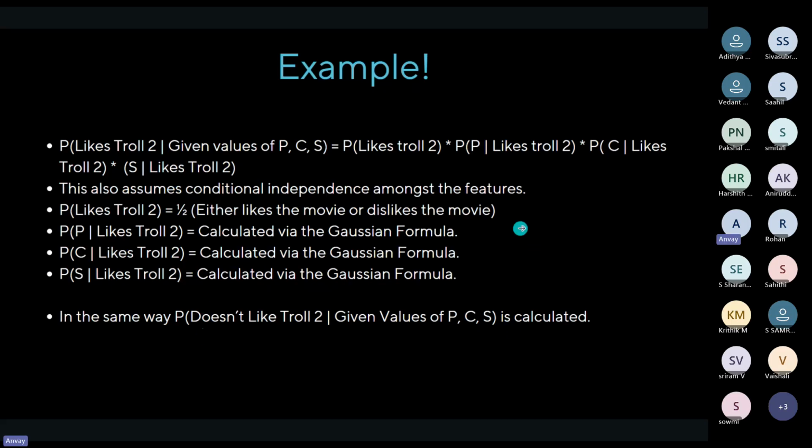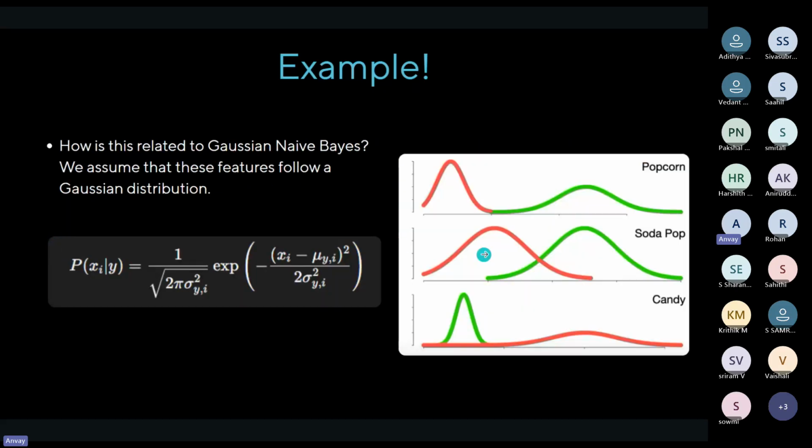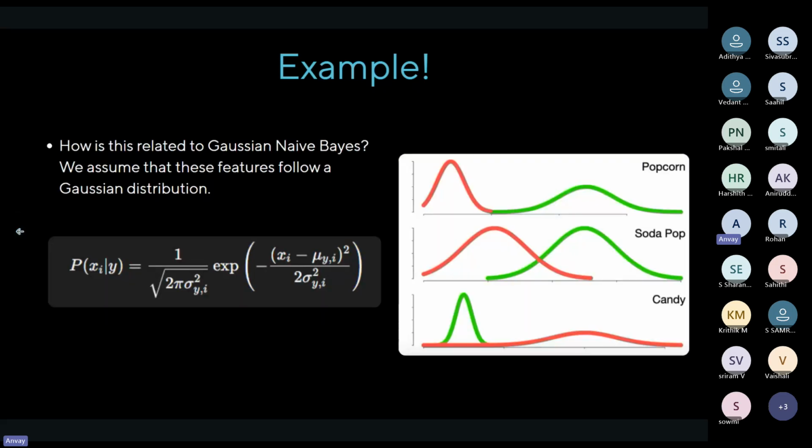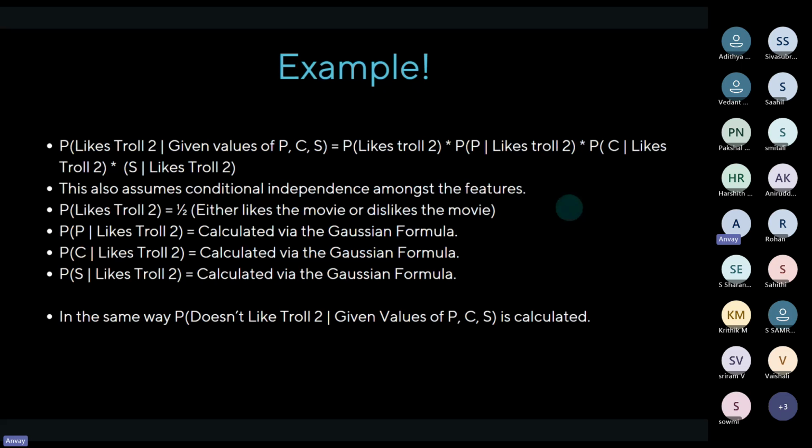Now, before I move on, can someone also tell me what could be an issue with this? I'm using the Gaussian distribution to figure out these three probabilities. What can be one drawback of this method of calculation? Here's the Gaussian formula and everything. It could be a drawback in terms of calculations, if you could think in that way. All right, so I'll just tell it then.